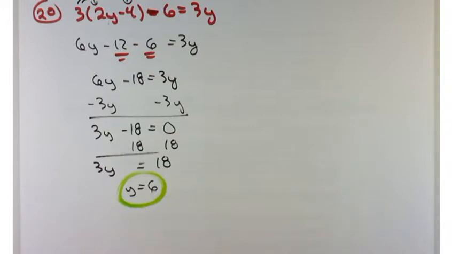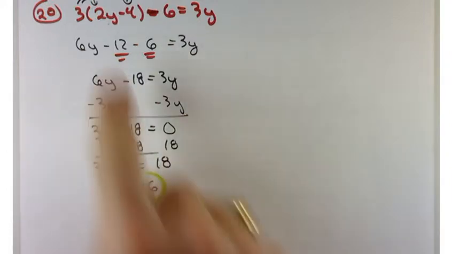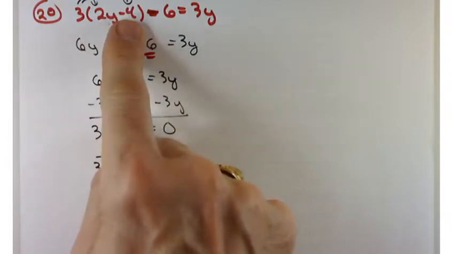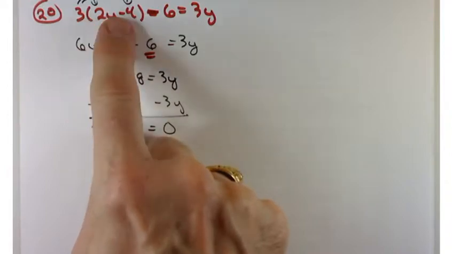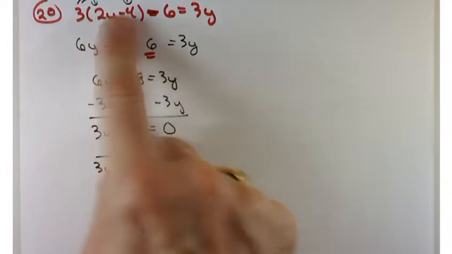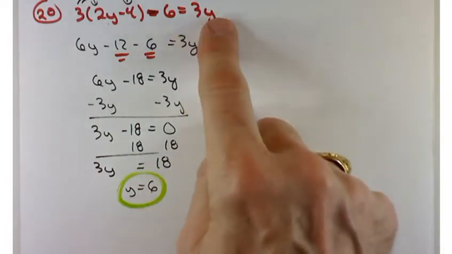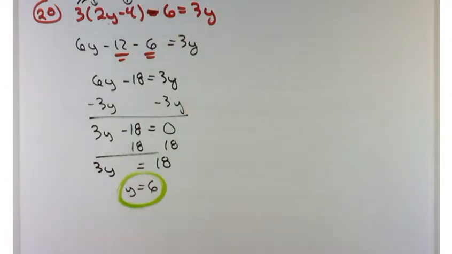If I was really anxious about this course, I'm like, you know what? I really got to pass this. How can I prove that I got that one right? Yeah, plug it back in and see if it works. 2 times 6 is 12, minus 4 is 8. 3 times 8 is 24. 24 minus 6 is 18. If I put it in on the other side, 3 times 6 is also 18. So, cool. At least I got the first one right.